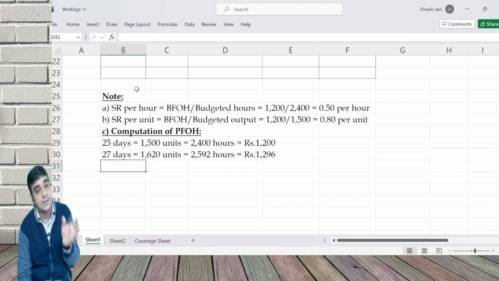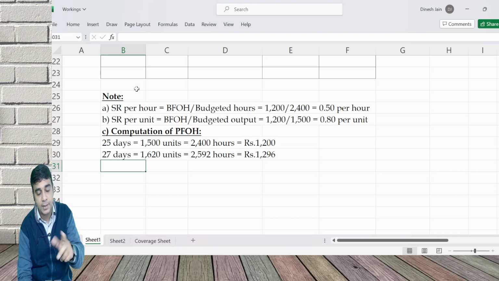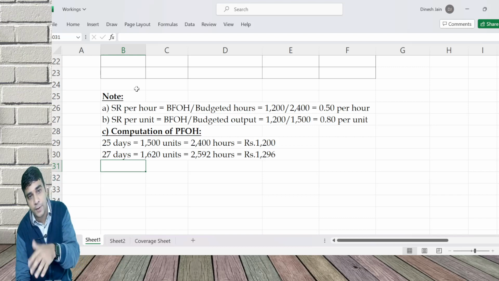In 25 days your overhead expenditure is 1200. Expenditure does not increase, but this is a concept of absorption. You will absorb more if you are working for more number of days, producing more.